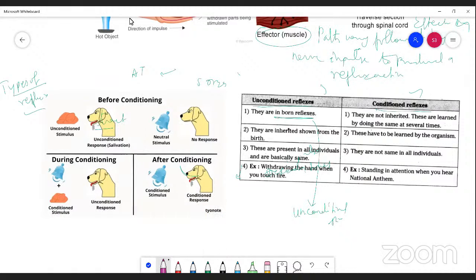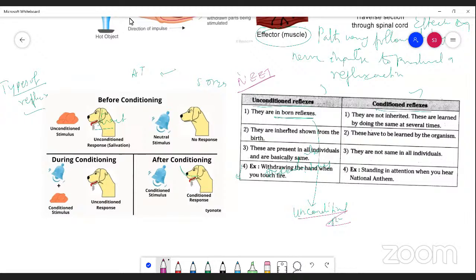The reflex we are taking is of 2 types, I told you. One is the unconditional reflex, the other is the conditional reflex. Very important question for NEET as well as the theory: differentiate between the unconditional reflex and conditional reflex. First one, unconditional reflex. It is an inborn reflex for an unconditional stimulus.